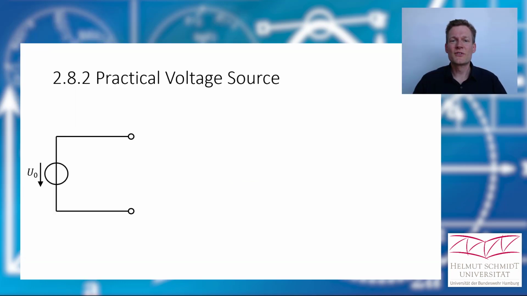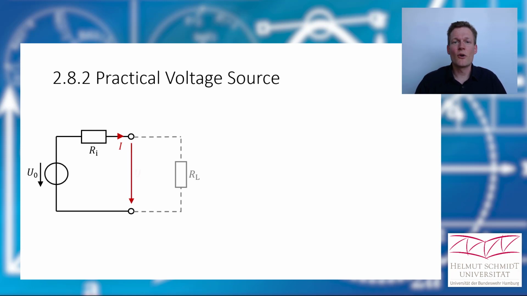Okay, we've seen that an ideal voltage source is not a good model for a battery or for any other source because real sources are not ideal. So what could we do? I will show you. We can just model our source like this. We add an inner resistor and now let's have a look what happens when we connect a load resistor. Then again a current would flow and we would have a voltage drop here.